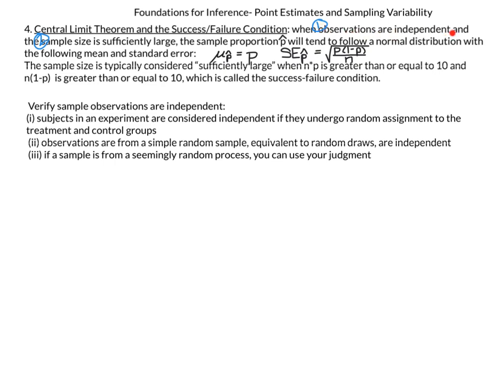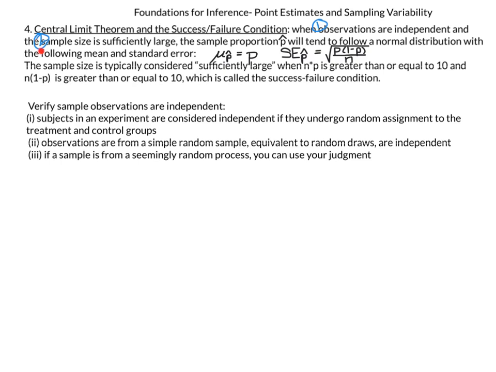First, observations are independent. So one case where you can say observations are independent: if we have subjects in an experiment, it's considered independent if they undergo random assignment to the treatment and control groups. Another case is a simple random sample, which is equivalent to random draws. Those are considered independent. And three, if a sample is from a seemingly random process, you can use your judgment. Chapter 1.3 talked about different sampling methods so that we could have independent observations.